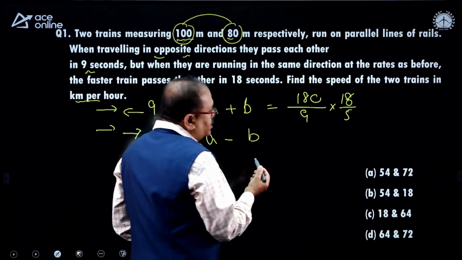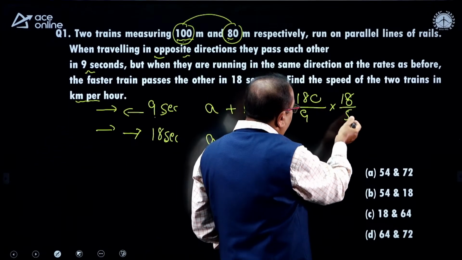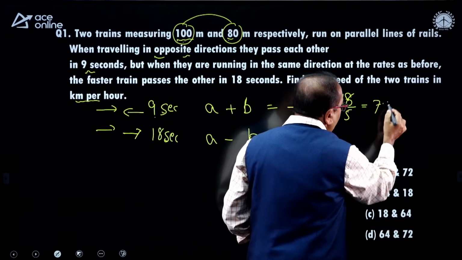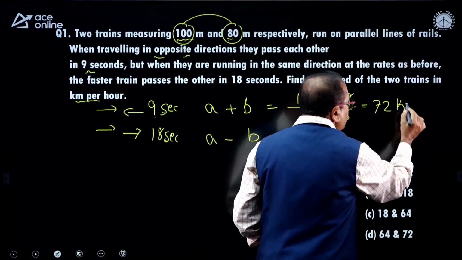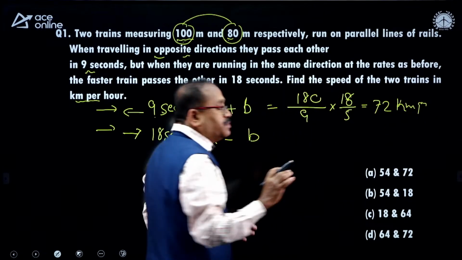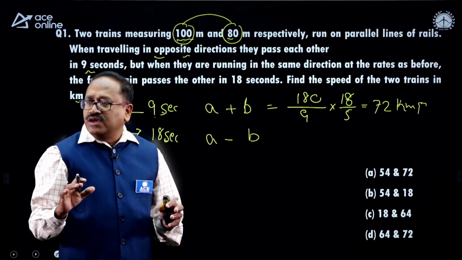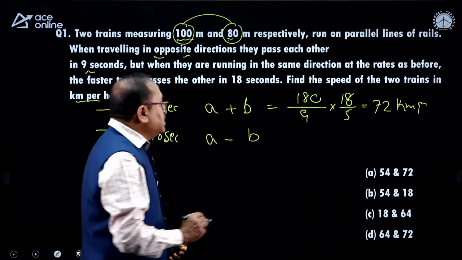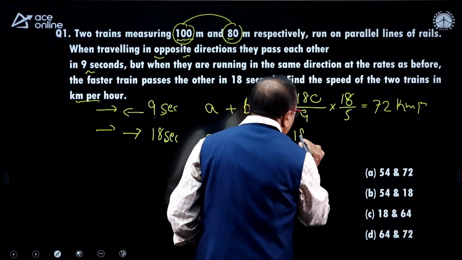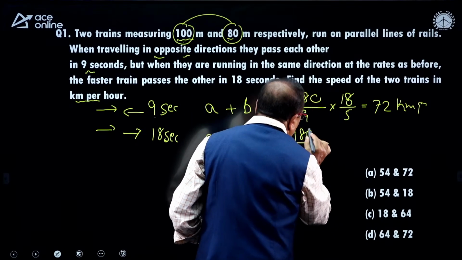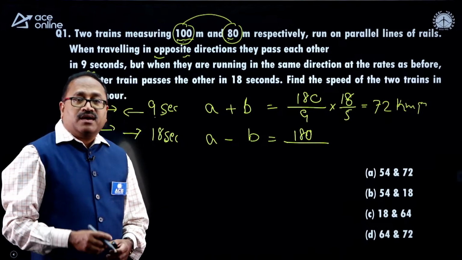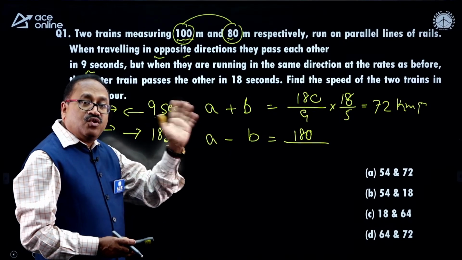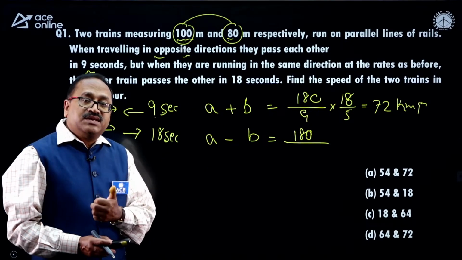So what is this value? I notice that this is 10 times, 20 times 4, and 18 by 5 gives 72. So this is 72 kilometers per hour, which is A plus B. How about A minus B? The distance will remain the same, that is 180, the sum of the lengths of both the trains. And what is the time this time? When they are moving in the same direction, one train overtakes the other train in 18 seconds.